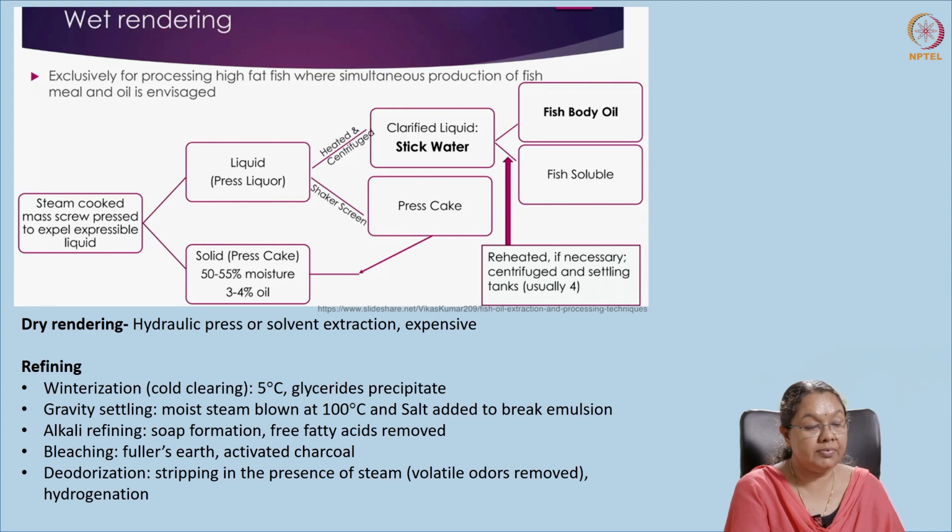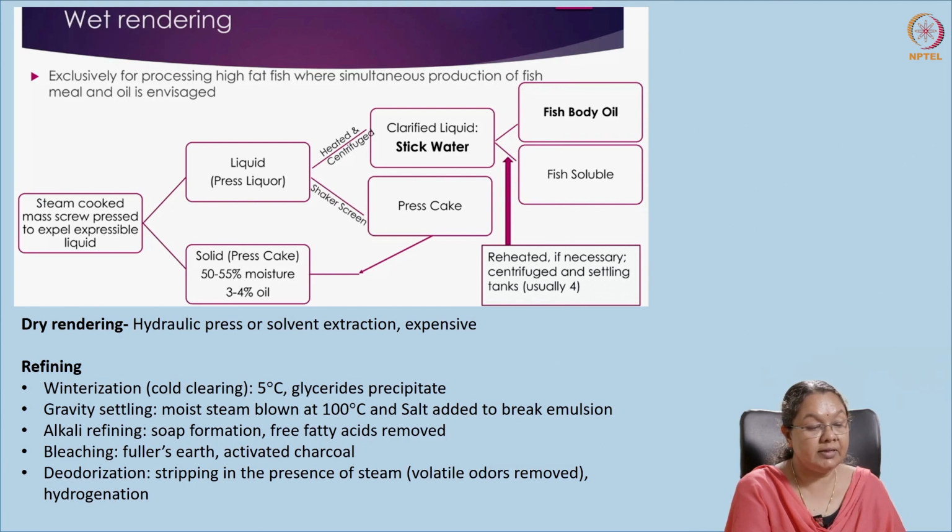The second step in refining is gravity settling. The oil is mixed with salts at high temperature, and the temperature is raised by blowing moist steam into the oil. This allows an emulsion to be formed, which settles down under gravity. Again, alkali refining is equivalent to saponification, where soap formation is the main method. You add a high amount of alkali, which reacts with the free fatty acids, and soap is formed, which can be removed.